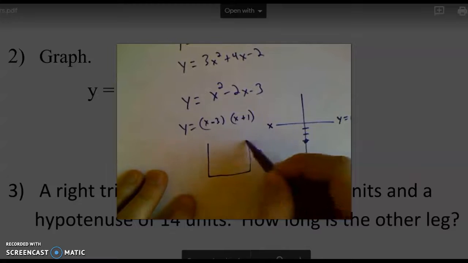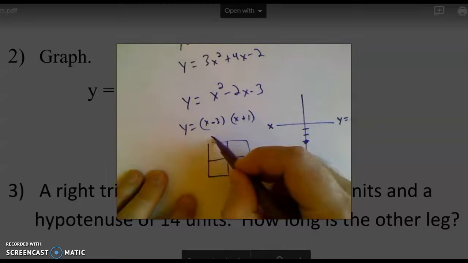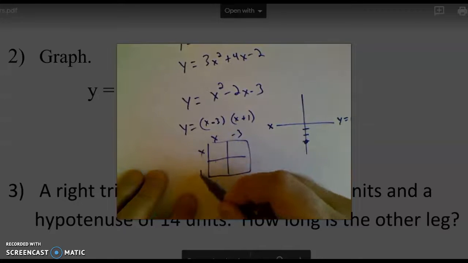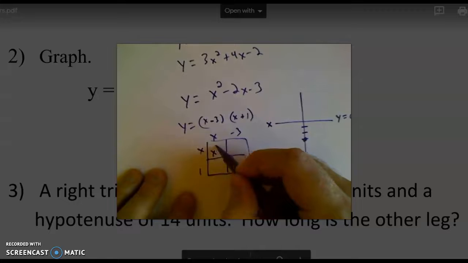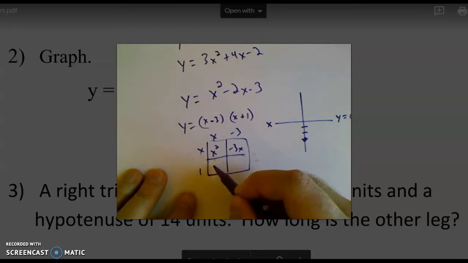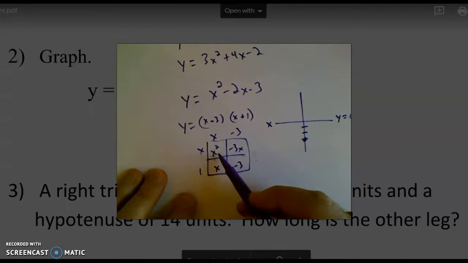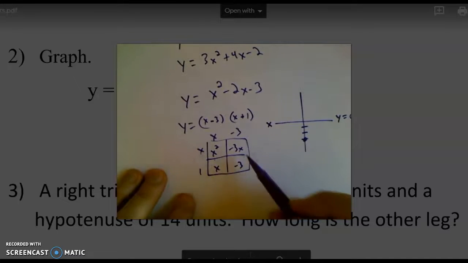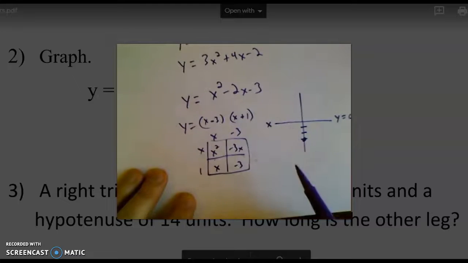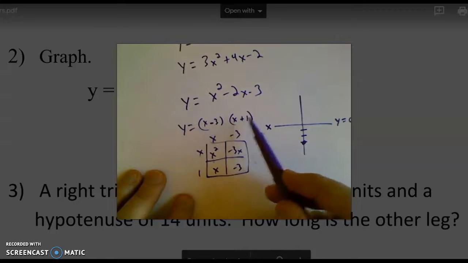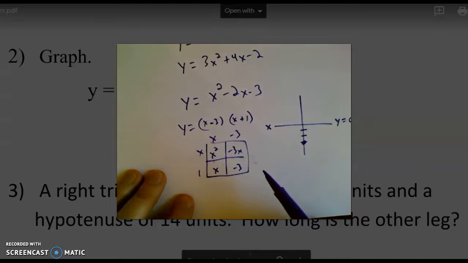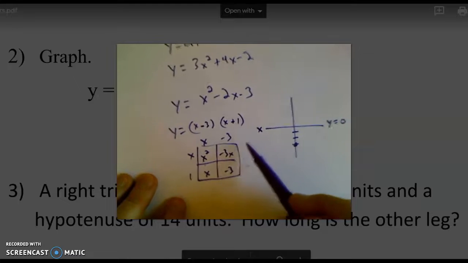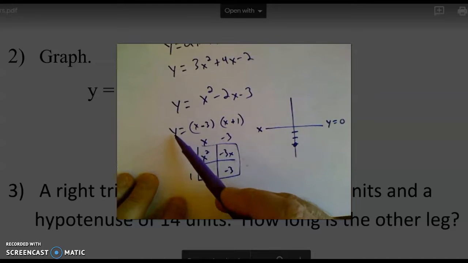If I doubt that's right, I could do a generic rectangle. I could put my dimensions along the side, fill it out, and see if I get what I want. So I get an x squared, I get negative 2x's, and I get minus 3, so it does match. But the reason I factored it now, it's going to be really easy to tell what my x-intercepts are.